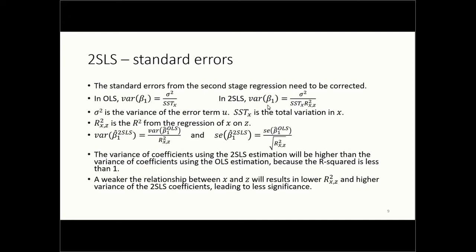So again, that's one of the issues with two-stage least squares: even though we are correcting for the bias that otherwise we would find, and that's our first priority, by using the two-stage least squares procedure, one of the drawbacks is that the standard errors and the variances would be higher, leading to less significance of the two-stage least squares estimates.